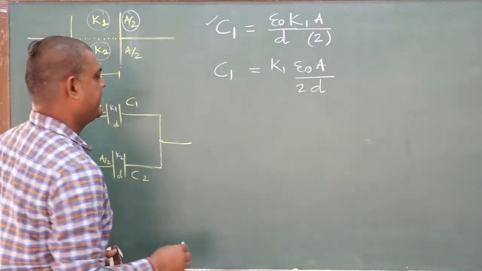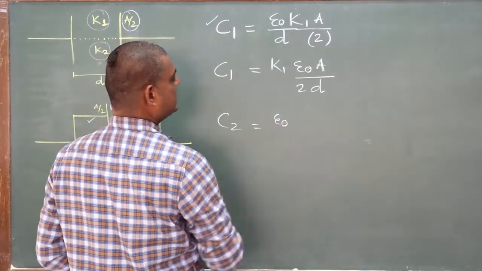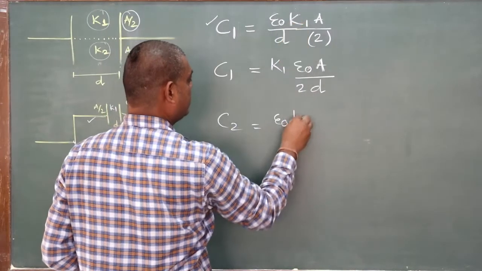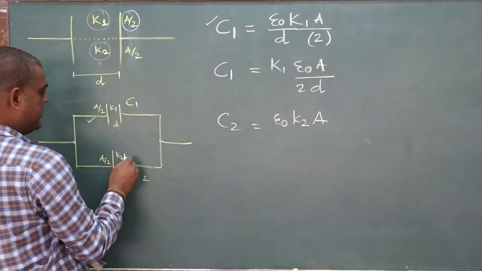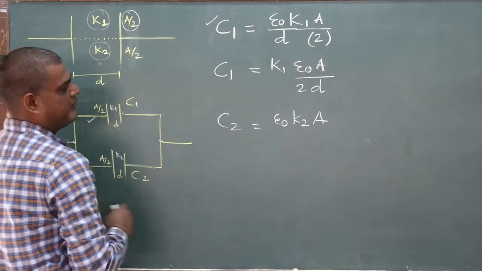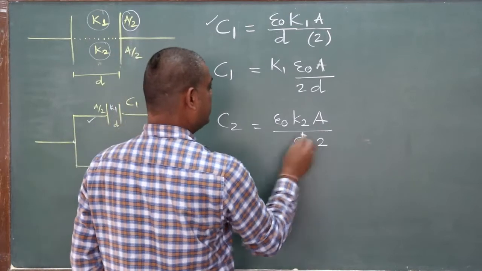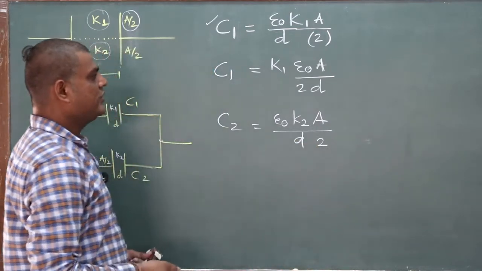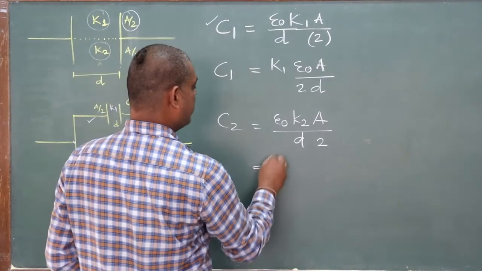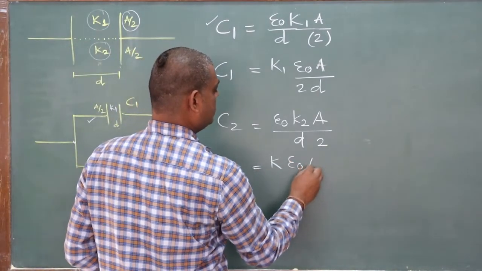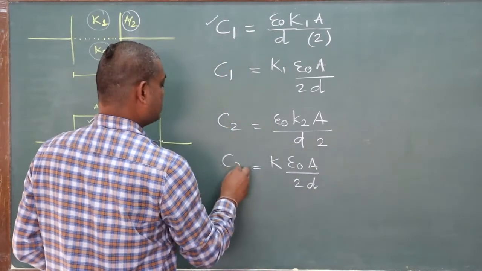Now for the second, C2, similarly we will write epsilon 0, instead of K1 we will write K2, and instead of A we will write A by 2. Here this plate is also divided, so we write A by 2 and the separation is D. So finally this formula becomes K2 epsilon 0 A by 2D. This is the C2.